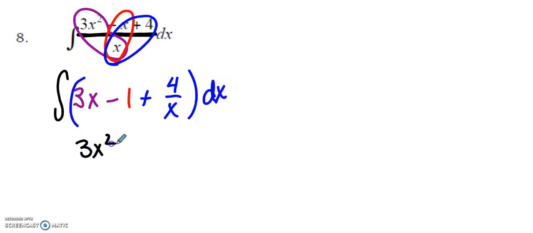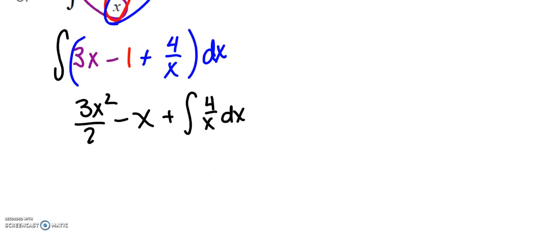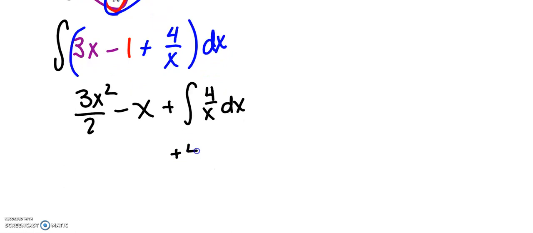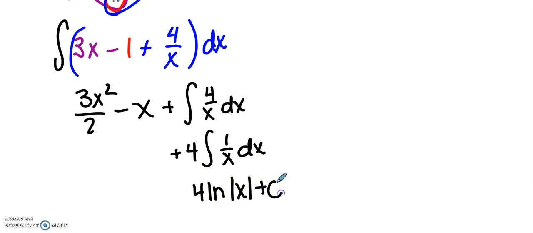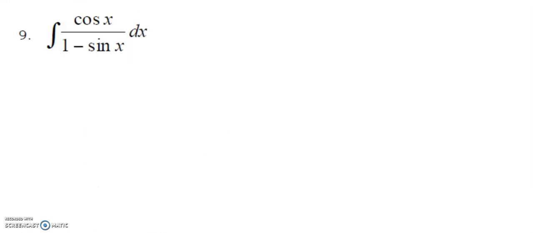This will become 3x squared over 2. This will become minus x, and now I've got plus the integral of 4 over x dx. That one's not so great with me. So I can take out the 4, and then recognize that this is actually just the natural log rule. And so I still have this minus x and the 3x squared over 2. Final answer.